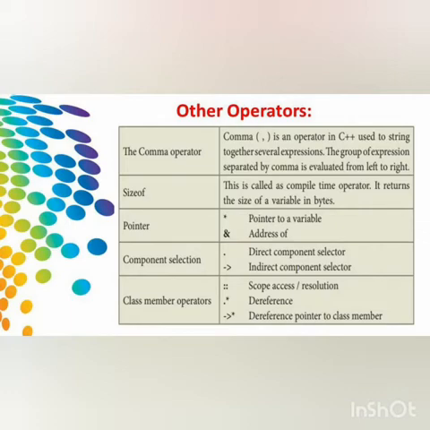Then the next operator is other operators. In C++, we have some additional operators. There is the comma operator. Comma operator is used to separate the values or the variables.